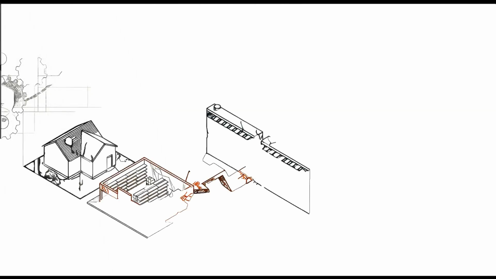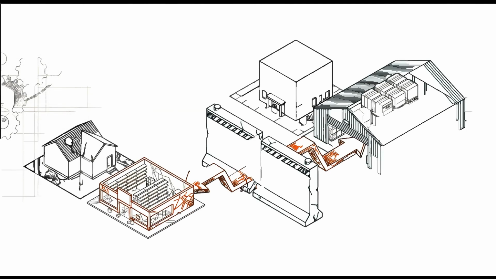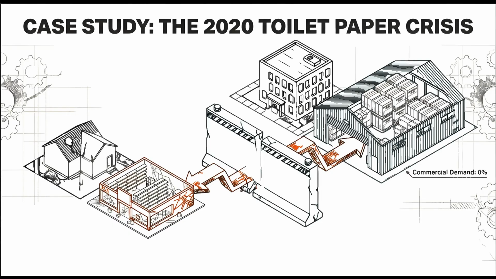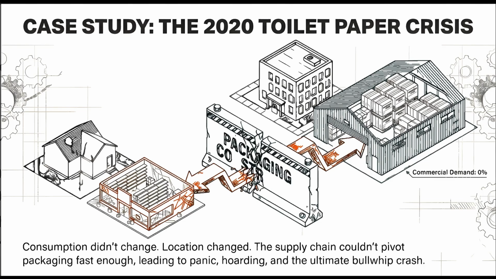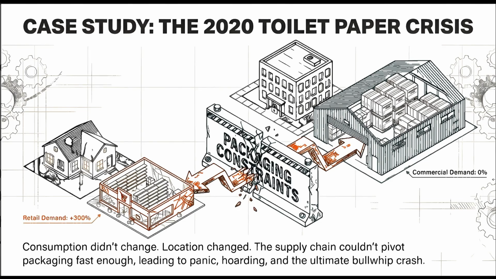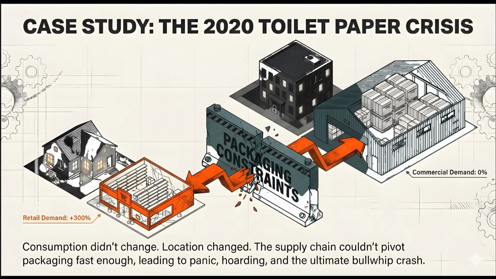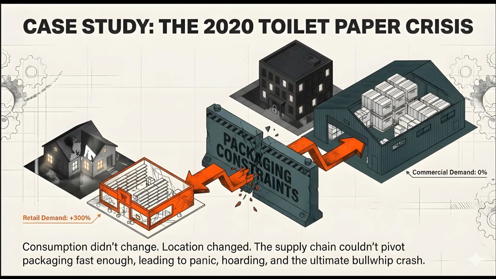Remember 2020's toilet paper shortage? Bullwhip effect on steroids. People weren't using more toilet paper, just shifted where? From offices to homes, different supply chains. Panic buying started. Retailers doubled orders. Distributors tripled them. Manufacturers couldn't tell if this was temporary or permanent. Commercial toilet paper factories couldn't quickly switch to retail packaging. Then months later, everyone had closets full and stopped buying. Suddenly, too much supply. Small behavior changes, massive supply chain swings.